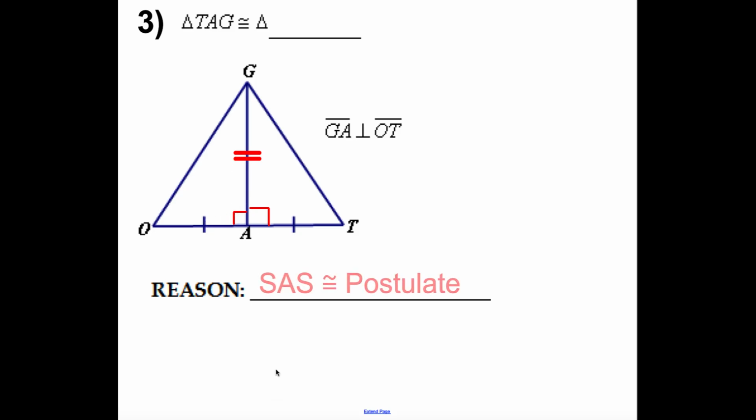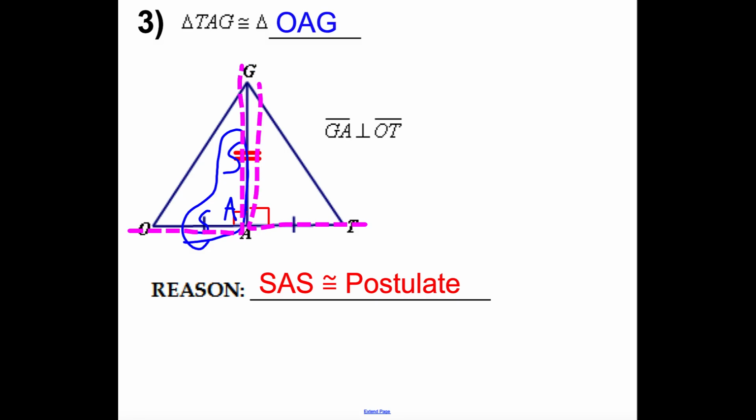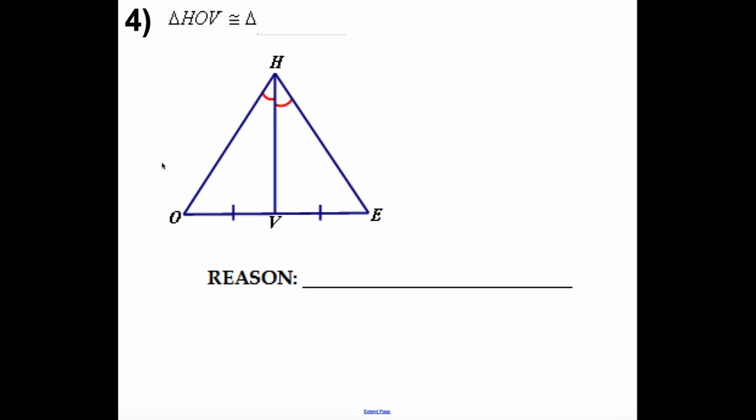That's SAS, my friends. And just to illuminate that a little bit more for you, I will fill that in. Here it goes. Side, angle, side. You see how the angle's between the sides, right? And so now we just have to be careful that we name it in the right order. This one went T, A, G, and so we're going to go O, A, G to be in corresponding order.